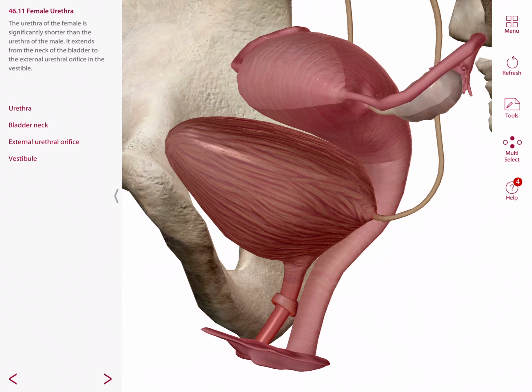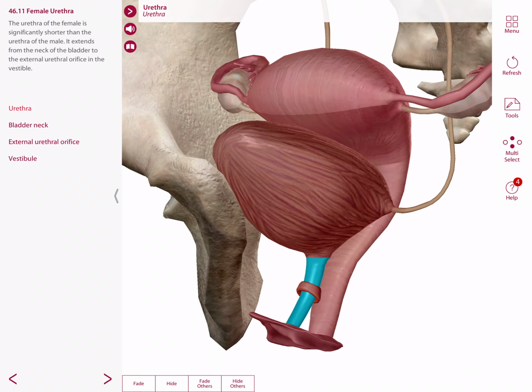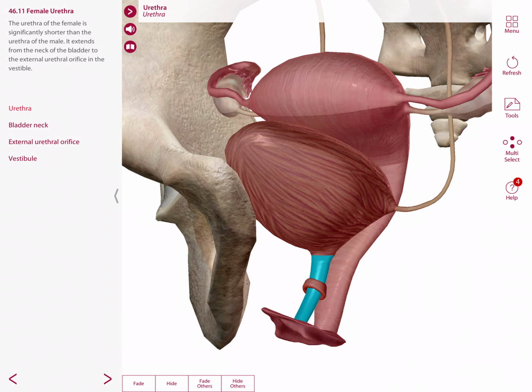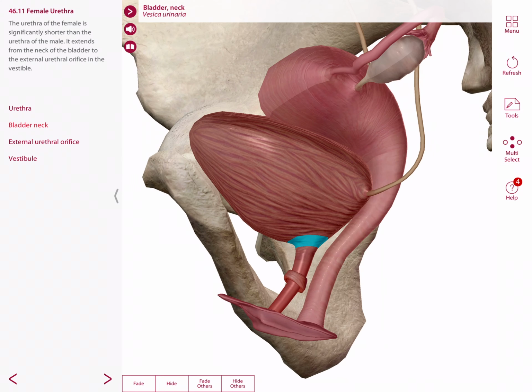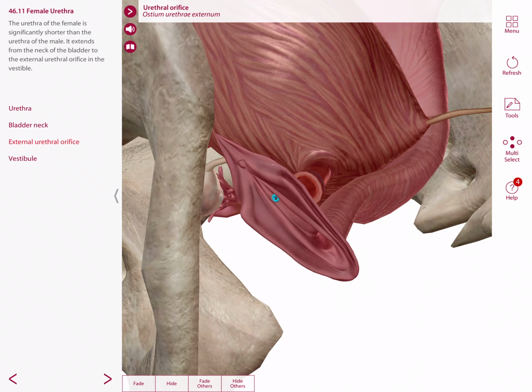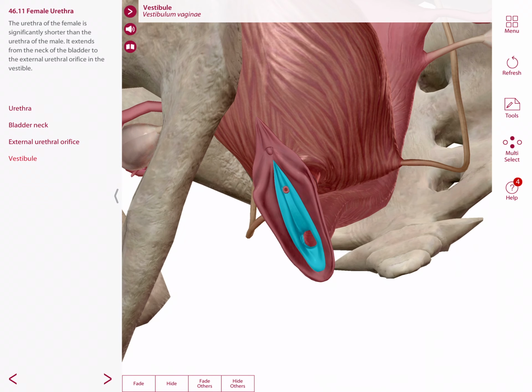There's the female urethra. So the female urethra is a little bit more simple than the male, so we'll start there. The female urethra has just one part. We just call it urethra. Before we get to the urethra, when we're leaving the urinary bladder, we have what we call the bladder neck. After the urethra, distal, we have the external urethral orifice, and that is found within the vestibule of the female.